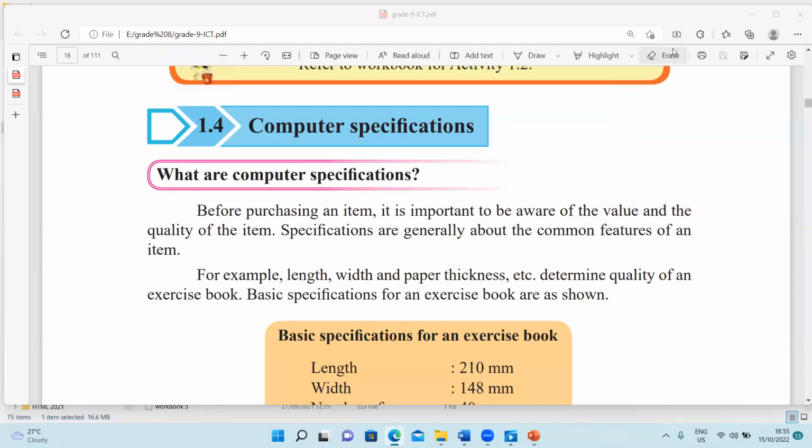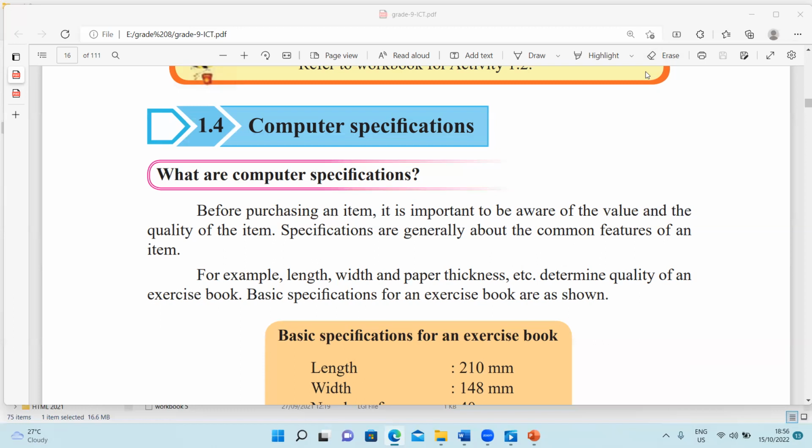Computer specification. What are computer specifications? When we are going to purchase a computer, we should know the features and the specification of the computer. So we'll discuss this one. Before purchasing an item, it is important to be aware of the value and the quality of the item. Specifications are generally about the common features of an item.